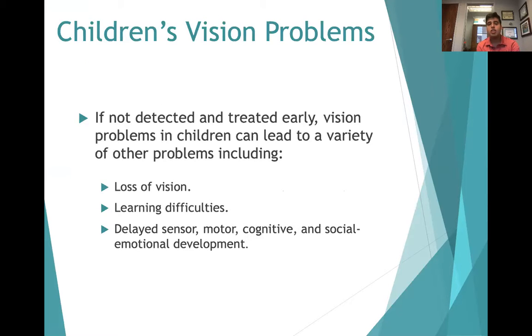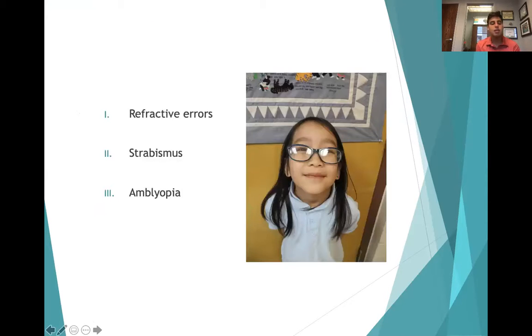Here's a little bit about children's vision problems. If not detected and treated early, vision problems in children can lead to a variety of other problems, including loss of vision, learning difficulties, and delayed sensory, motor, cognitive, and social emotional development. Here is a list of some specific vision problems. So first is refractive errors, second strabismus, and third is amblyopia.